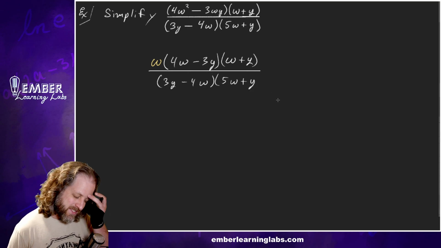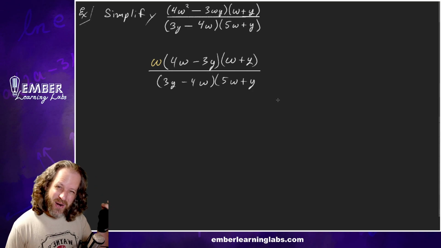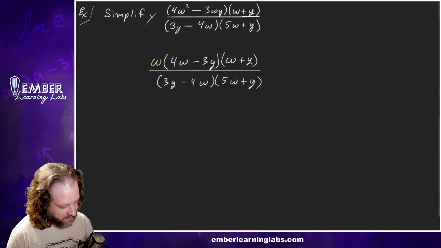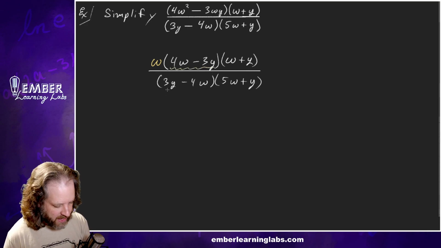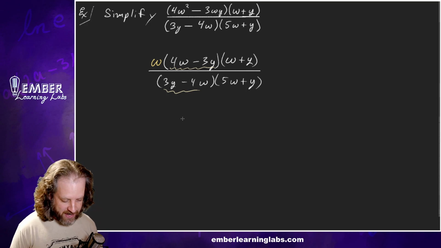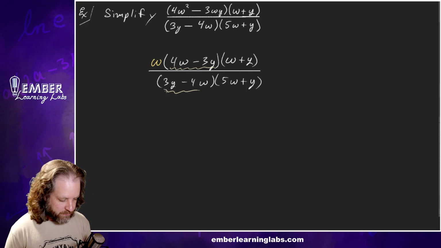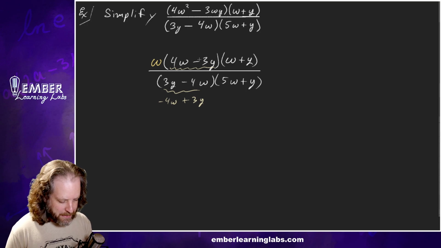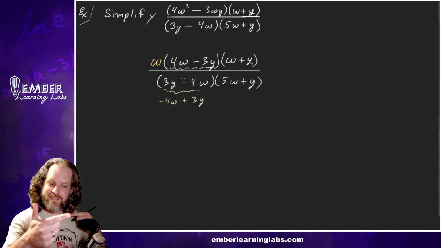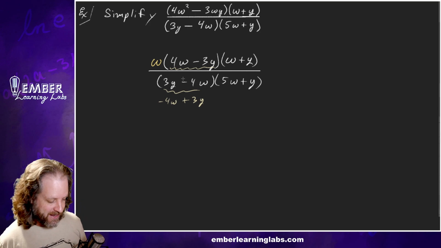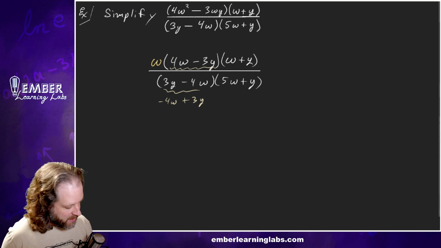Now, does anything cancel? No, not quite, right? We're still stuck. Nothing quite matches. But if you take a look here, this one and this one are almost the same. If I was to rewrite this bottom one and flip the order, it would be negative 4W plus 3Y. So it's the same as this, but with flipped signs. How can we do that? Well, we could pull a negative 1 out of that denominator down there.